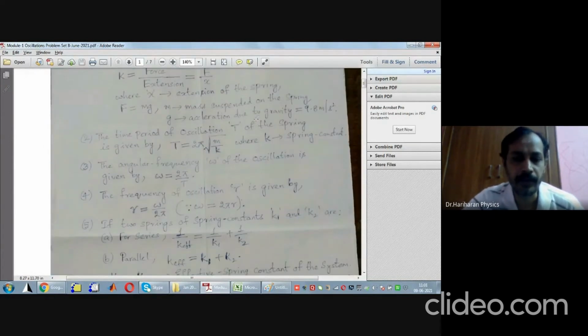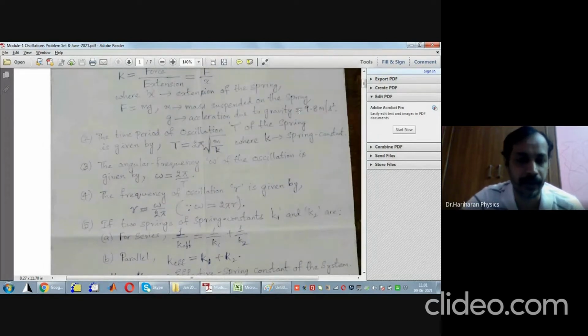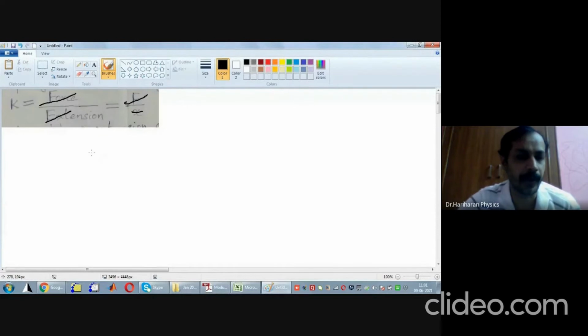If the mass is suspended from a spring, then the force F will be equal to the weight acting downwards, mass into acceleration due to gravity. So F will be equal to m into g, where m is the mass of the body and g is the acceleration due to gravity, which, if nothing is mentioned, we will take as 9.8 meters per second square. This is clear. This is about the first formula. The expression for spring constant is K is equal to force by distance.